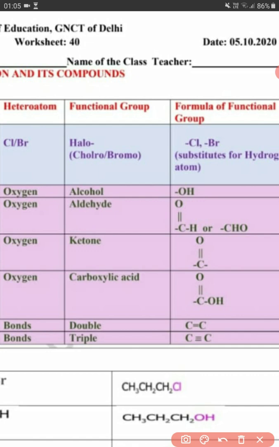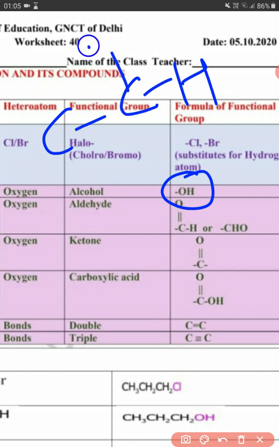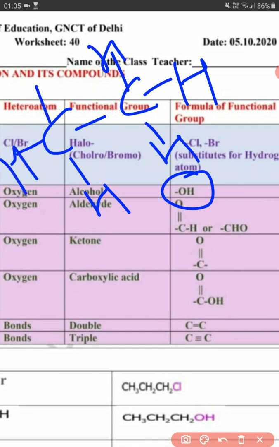Next we'll see alcohol. The functional group alcohol is OH. Suppose we take a 2 carbon atom compound. This is ethane, as it is having all single bonds. Each carbon atom is having 4 bonds, meaning it is satisfying its valency. When one hydrogen atom is replaced by an OH group, OH means alcohol.